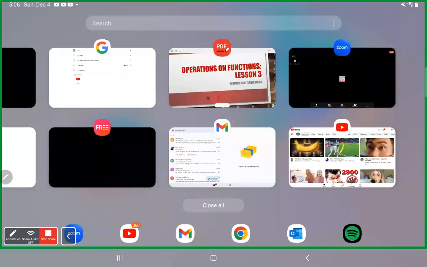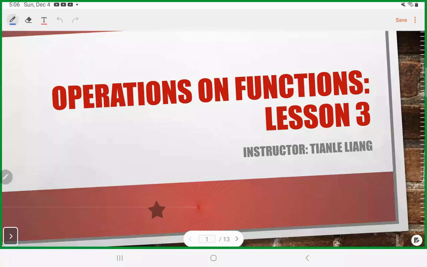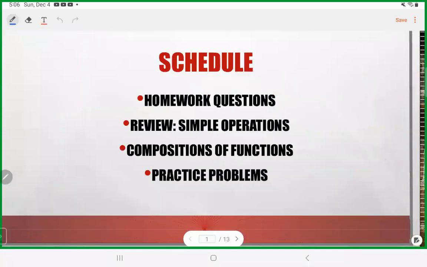So today is lesson 3 on operations on functions. We learned about composition of functions last time. Today we'll learn more about the domain of such functions. Our schedule today: first we're going to review the composition, and then we're going to learn about the domain of f of g. Then we're going to do practice problems.